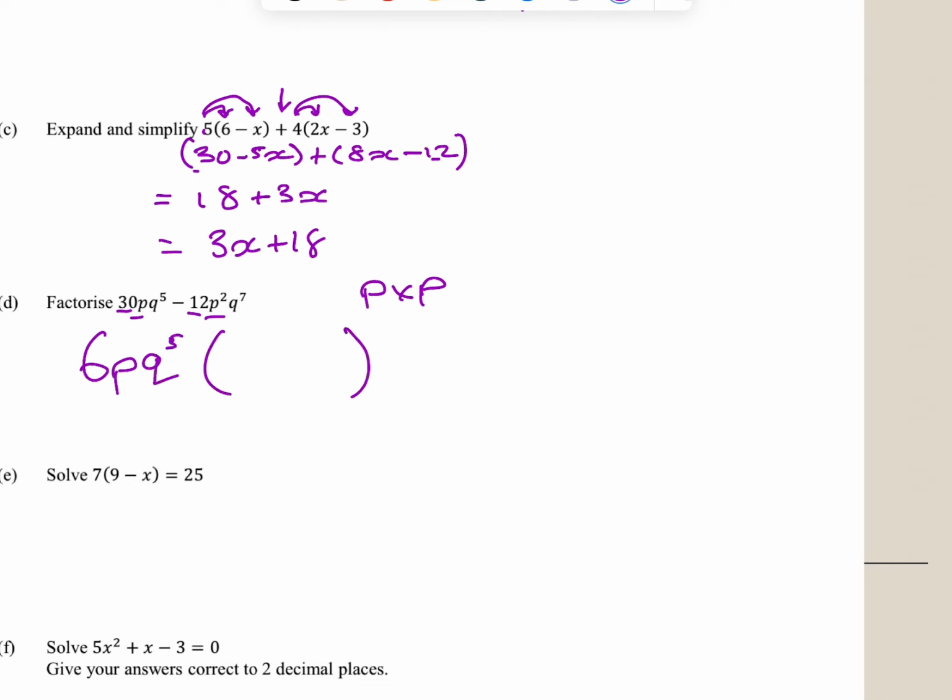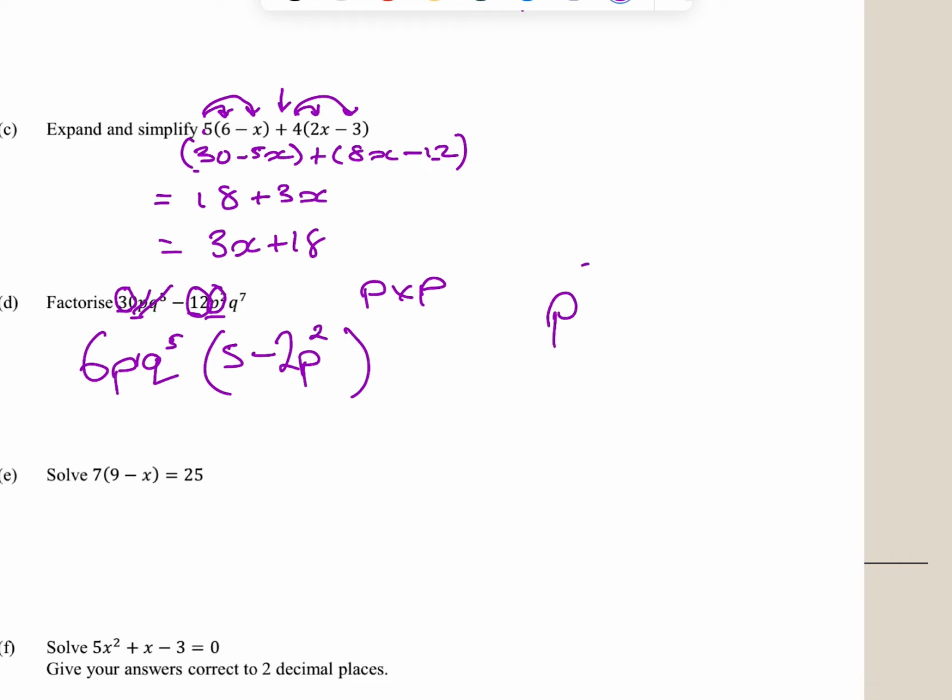Open your bracket. Then we know 6 times 5 is going to give us the 30. We don't need to times anything by the p because we already have 1, or the q to the power of 5. Then 6 times 2 gives us 12. We need 1 more p because it's p squared, and then q to the power of 5 times q to the power of 2 would get us 7.